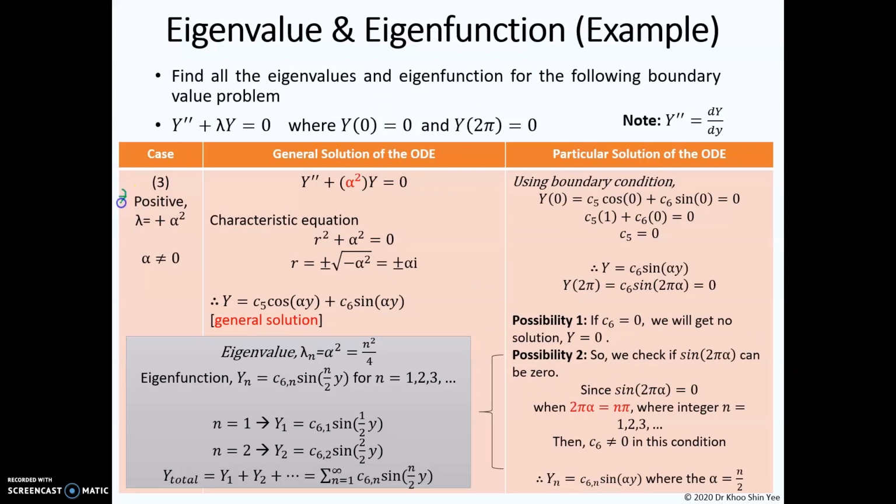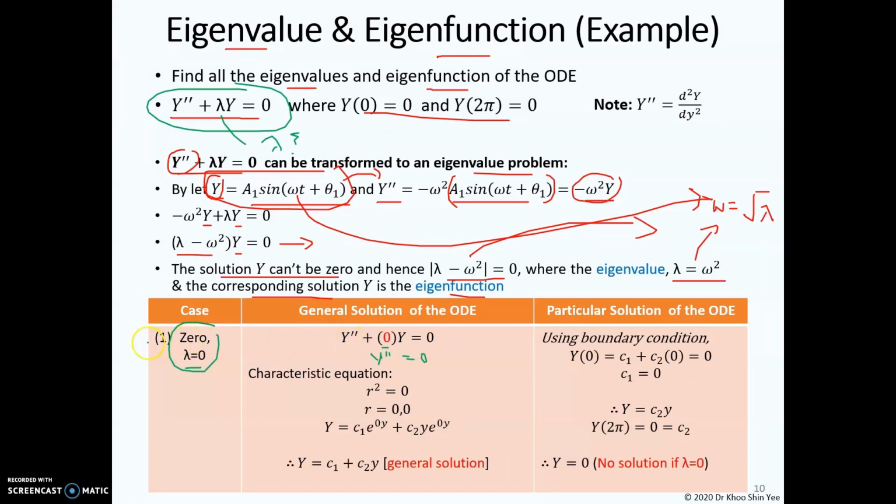For the third case, the lambda might be positive. Therefore, we assume it to be positive alpha square, where the alpha is greater than 0. So substitute the lambda inside, you should obtain this ODE for the third case. Let's solve the ODE for the first case. So you have the y double prime equal to 0.